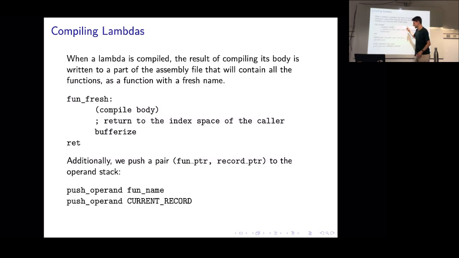Another thing it does, of course, is it pushes the function itself. So a pointer to the function itself in memory, and a pointer to the current record, which is saved as its definition address, basically, as its definition scope.